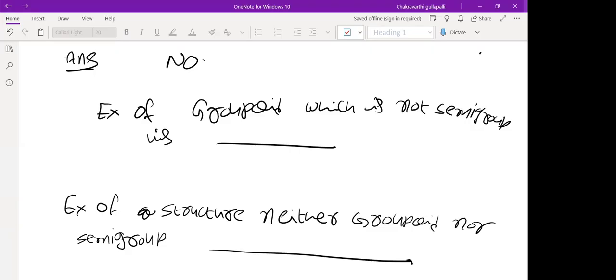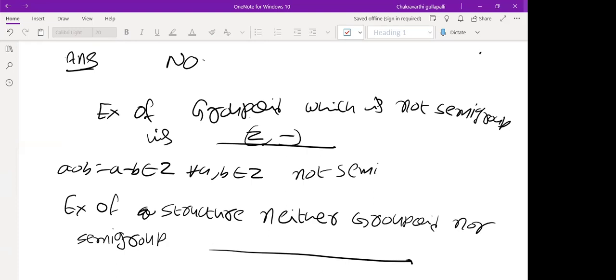Z comma minus, ma'am. Correct, good, excellent. Who is this girl? Kavya. Good, excellent. Z comma minus is a groupoid because A minus B belongs to the set. Difference between two integers is an integer. Therefore, it is a groupoid, because it is closed. But it is not a semi-group. Why? Because minus is not associative.